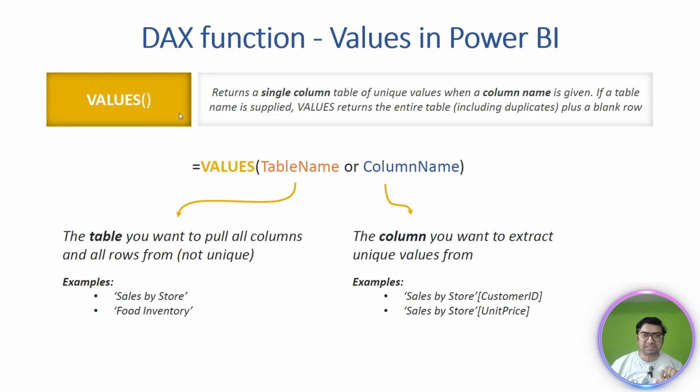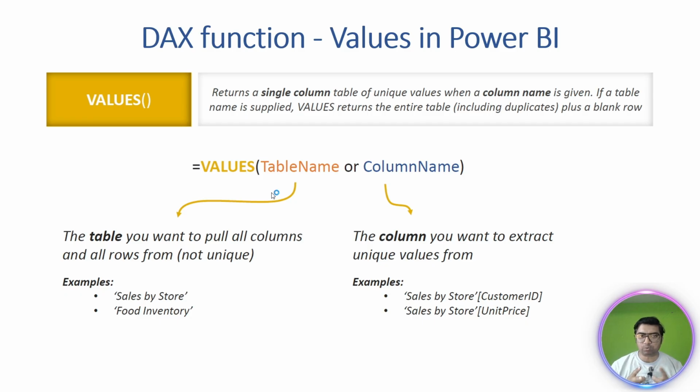VALUES basically returns a single column table of the unique values when a column name is given. If a table name is supplied, VALUES returns the entire table plus a blank row. That is one common difference between DISTINCT and VALUES. The syntax is very simple: VALUES, and either you can take the table name or the column name, and it gives the result.